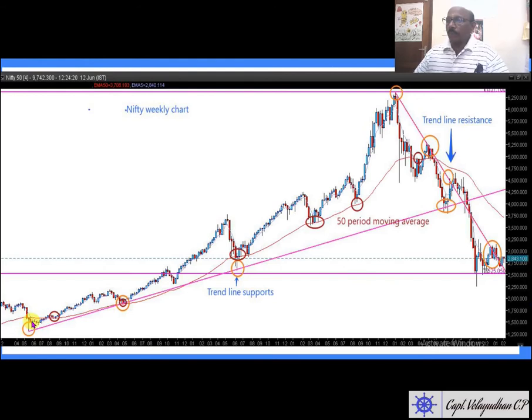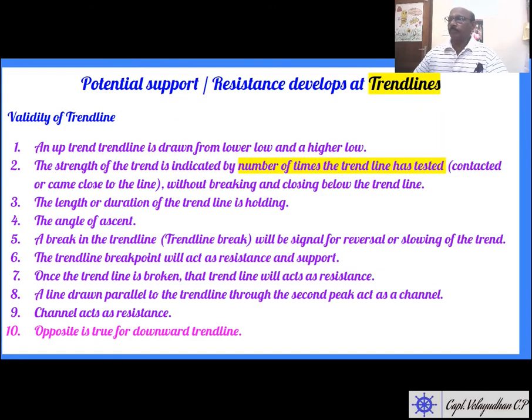This is what I am talking about. 2 bottoms, one bottom, another bottom. You join the line together and extend it forward ahead. Then you get the trend line which acts as support and resistance. And when you are making a downward trend line, you take 2 peaks, one peak and a second peak. When you draw the line down, you have 2 peaks. This also will act as support and resistance.